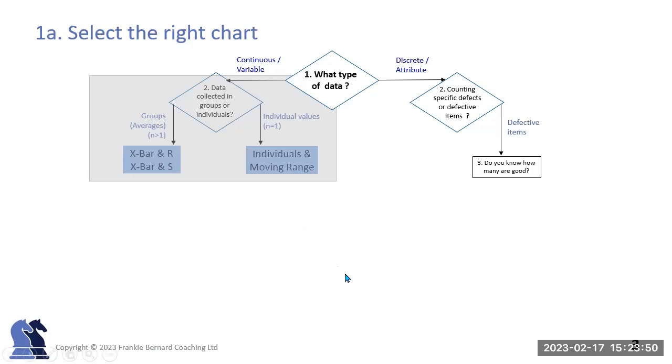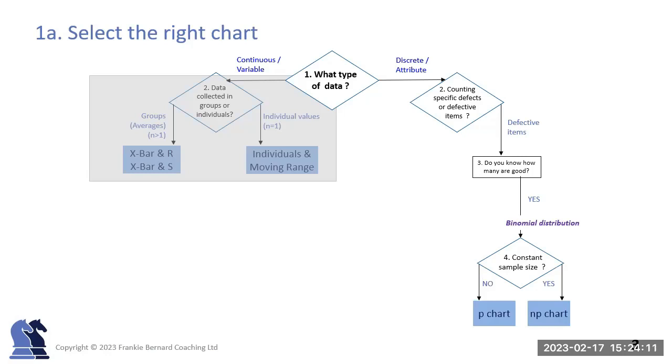Okay, so let's look at the branch where we have defective items. The next question you need to ask yourself is, do you know how many were good as well as bad, and therefore have a sense of the whole population? If you are in that world, then yes, we can proceed to the next question, which is: is your sample size constant? Depending on the answers to that, you will select the chart.